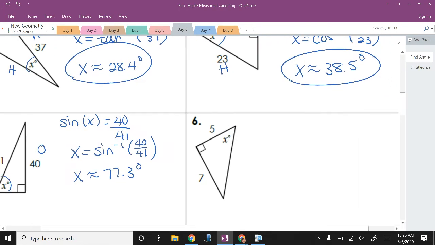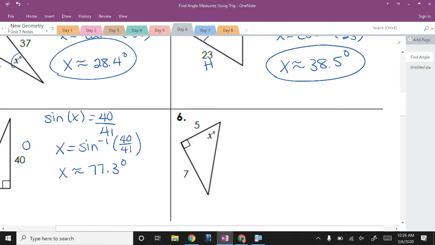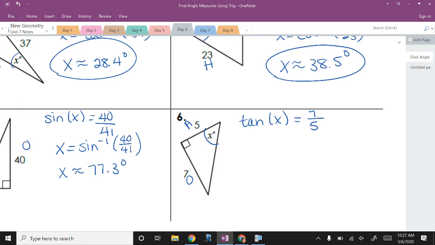All right, number 6. Are you going to use sine, cosine, or tangent? Tangent, because we have the 5, which is adjacent, and the 7 is opposite, and we don't have the hypotenuse. If you don't know the hypotenuse, you have to use tangent. So tangent of x equals 7 over 5. Is it okay to have an improper fraction for tangent? Yes, and that's the only one it's okay for. We can't have an improper fraction for sine or cosine.